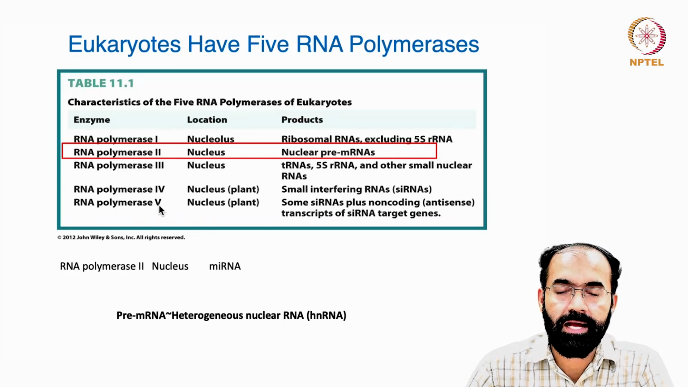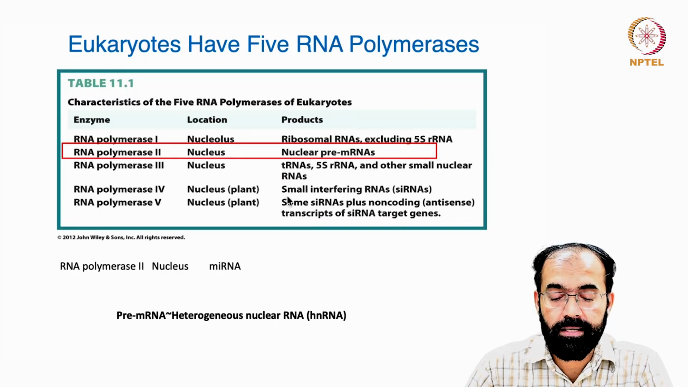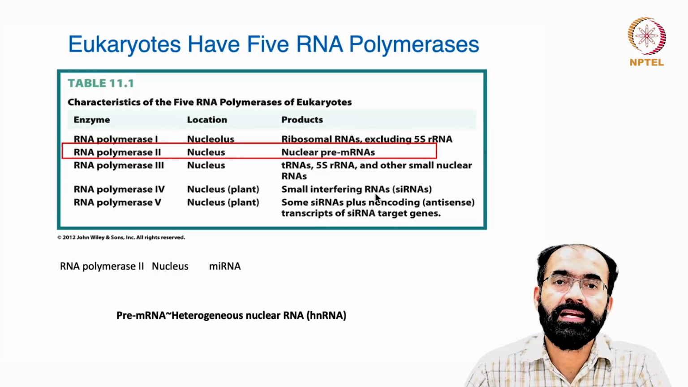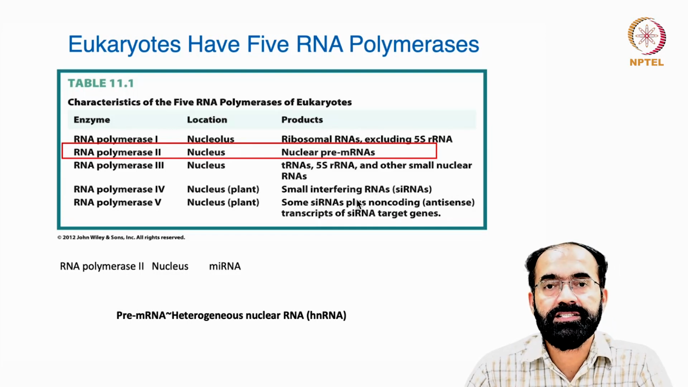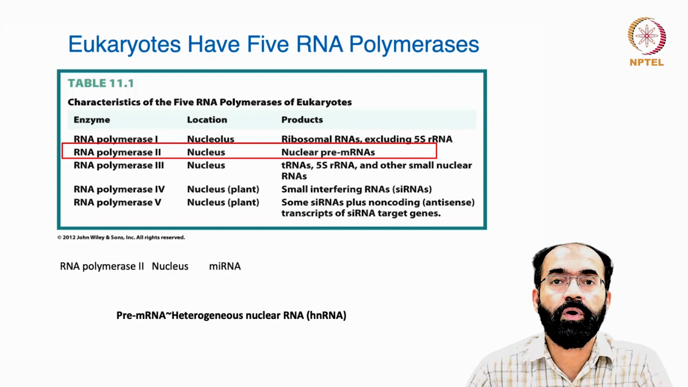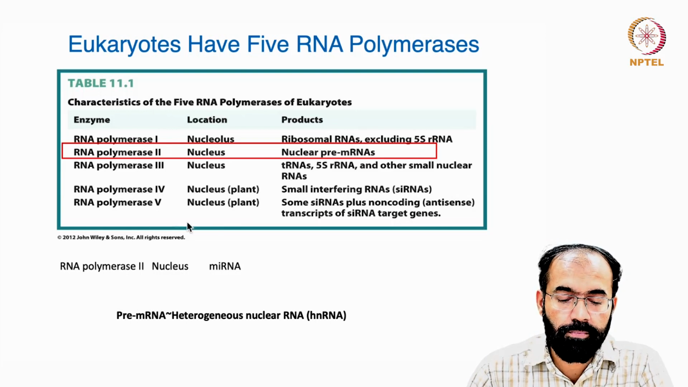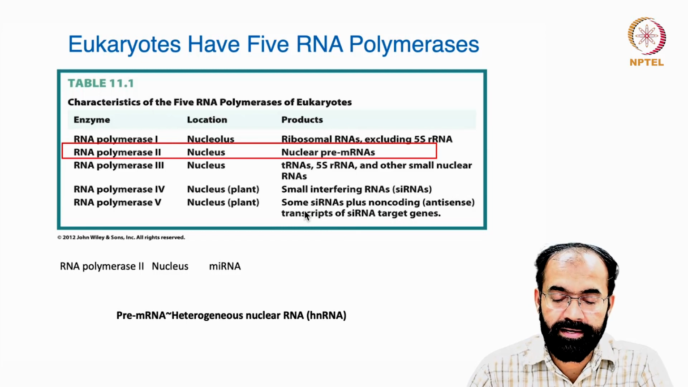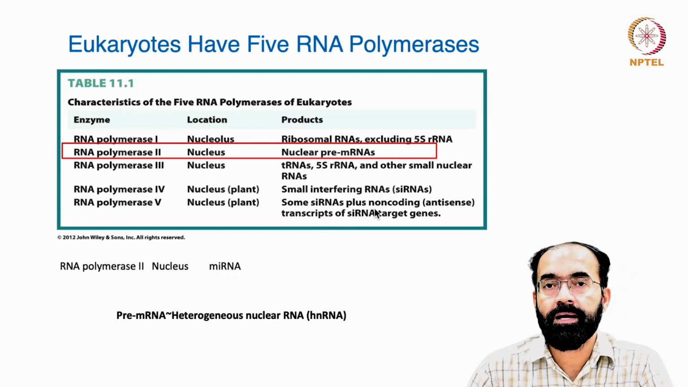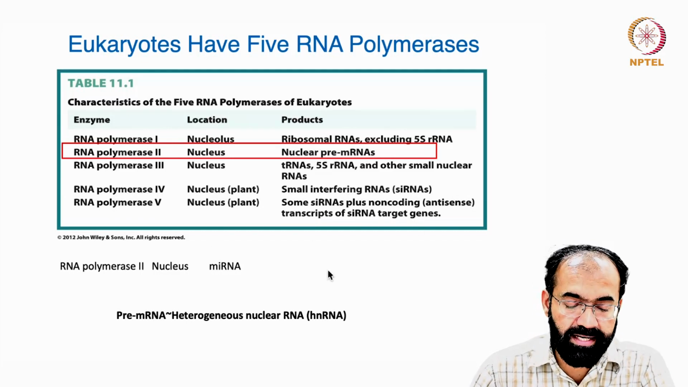Whereas polymerase IV and polymerase V are a feature in plants, and what they do is produce siRNA. They are mainly meant for silencing some of the mRNA transcripts. In plants, gene regulation through RNA mediated gene silencing is quite high. That allows protection from invading pathogenic bacteria and viruses. So polymerase V is also producing siRNAs and some non-coding RNAs which can help in silencing of the target genes.